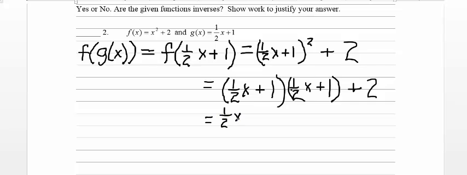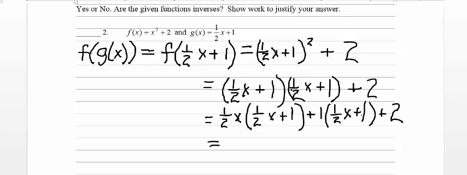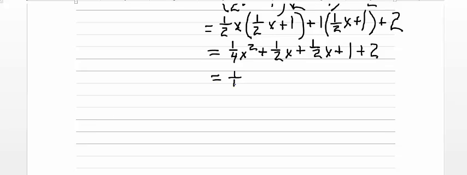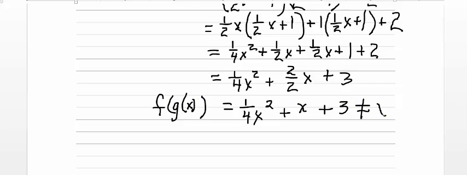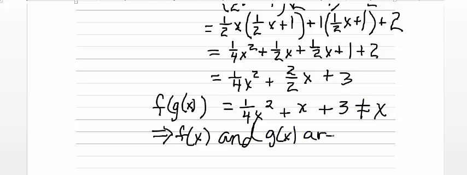This is a double application of the distributive property. 1/2 x gets multiplied by 1/2 x plus 1, and so does plus 1. And then, of course, I need to add 2. So I get 1/4 x squared plus 1/2 x plus 1/2 x plus 1, and then I add 2. I get 1/4 x squared plus 2 over 2 x plus 3. This is 1/4 x squared plus x plus 3. The key is this is not x. So f of x and g of x are not inverses.